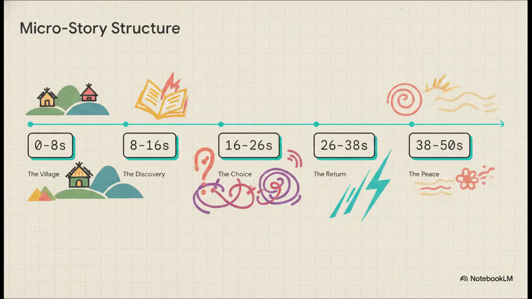Okay, let's talk pacing, because the precision here is wild. In just 50 seconds, we get a complete 5-act structure. We spend the first 8 seconds grounding ourselves in the setting, another 8 seconds for the inciting incident, then a full 10 seconds dedicated entirely to an internal psychological choice, which is massive in a format this short. After that, 12 seconds for the climax, and the final 12 for the resolution and moral takeaway. It just proves that you don't need a ton of time to build a compelling narrative arc. You just need purposeful, airtight pacing.